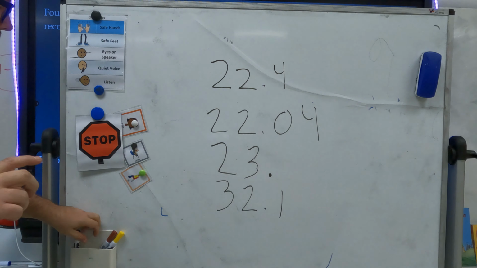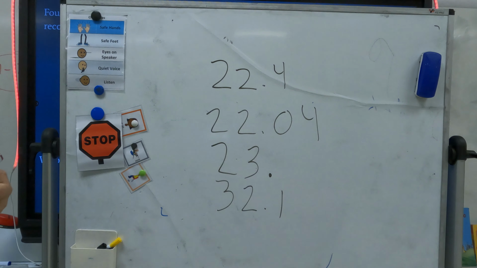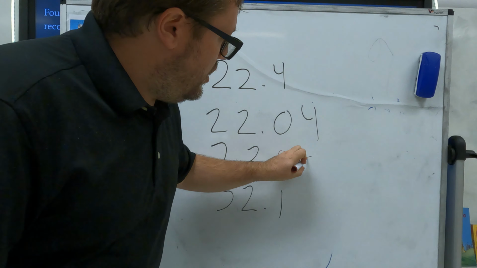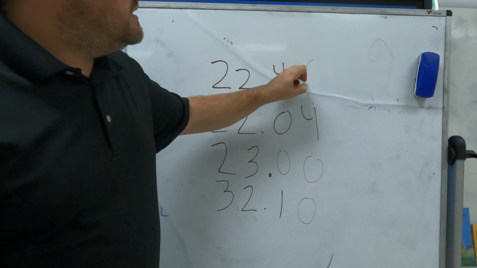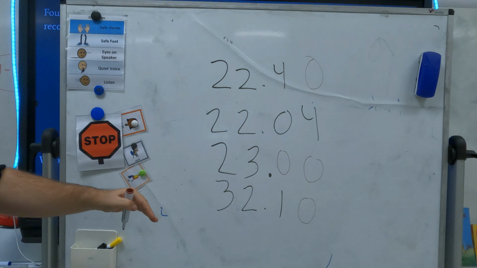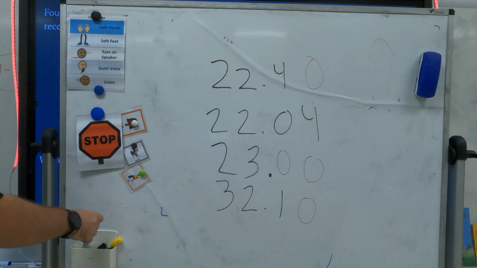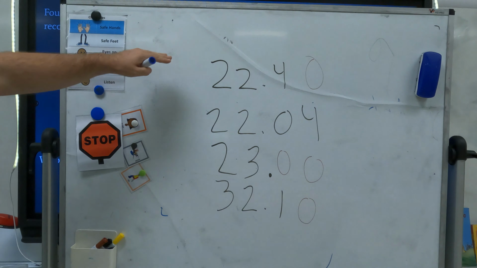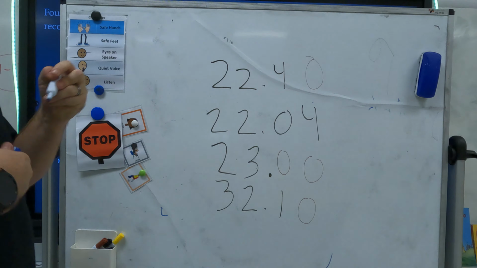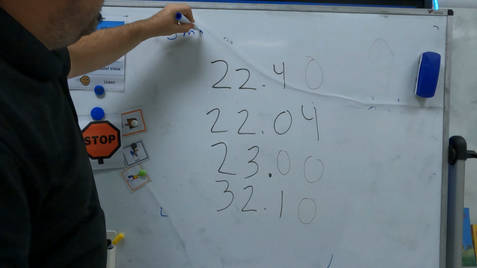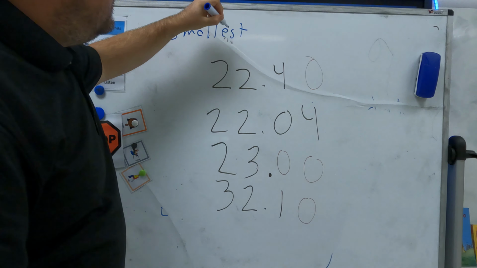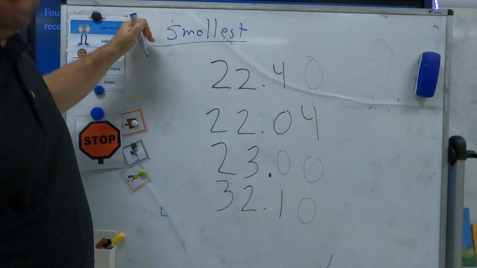Now, to help me compare and make it easier, I fill in what I call my ghost zeros. After I fill in my ghost zeros, now I start to compare the numbers. And I always start with my largest place first. Now remember, I'm looking for the smallest number, okay? Looking for the smallest number.